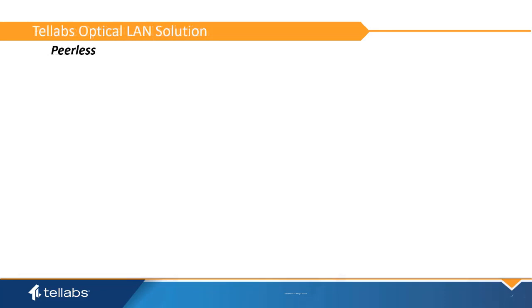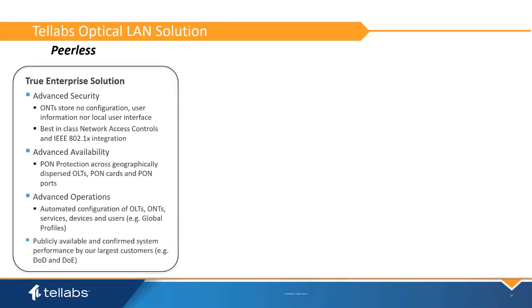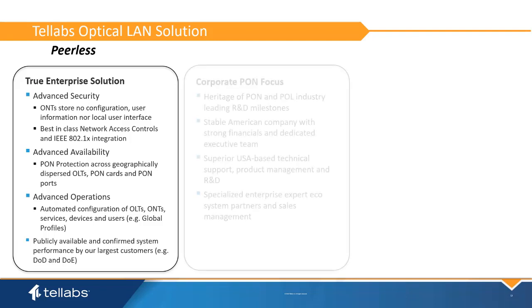Now the Tellabs optical LAN solution is peerless. We're leading the industry. We have advanced security. Our ONTs store no information, no user or network information. We have the best-in-class NAC and 802.1x. We have leading PON protection, so we can achieve less than 30 seconds of downtime a year if that's how you want to design your network. And we have advanced operations for you through global profiles and one-screen centralized management where we can automate the connectivity of OLTs, ONTs, and all the subtenant devices.